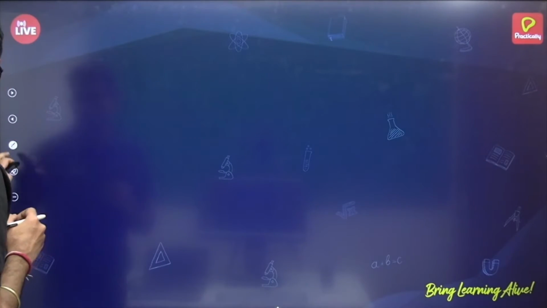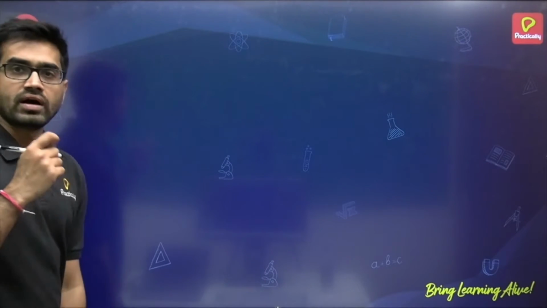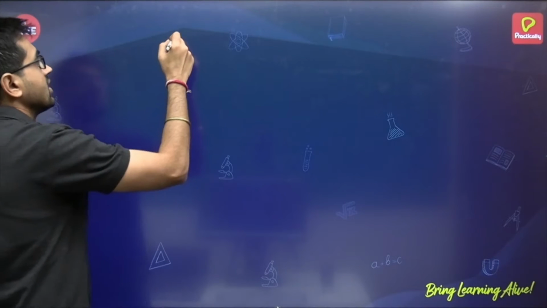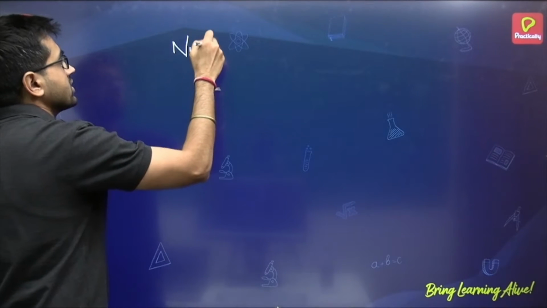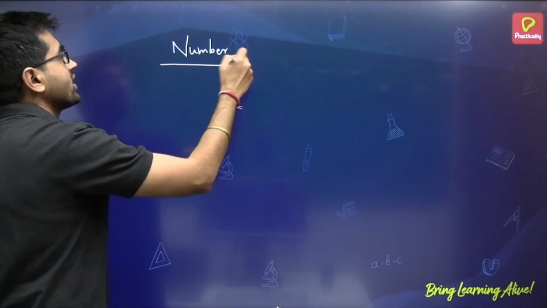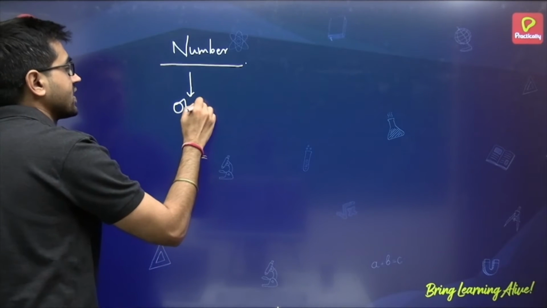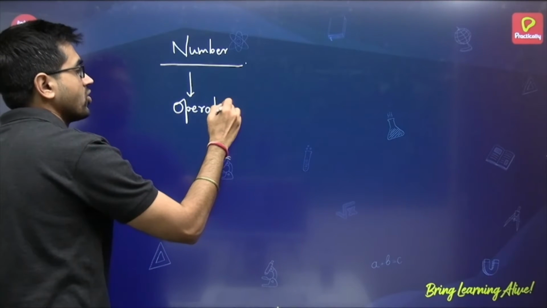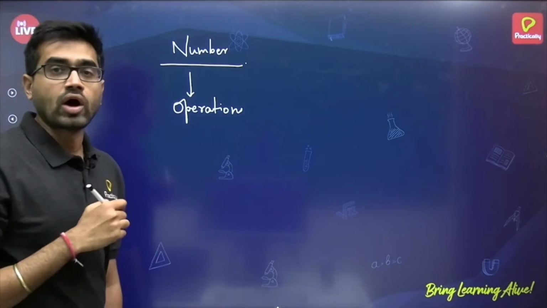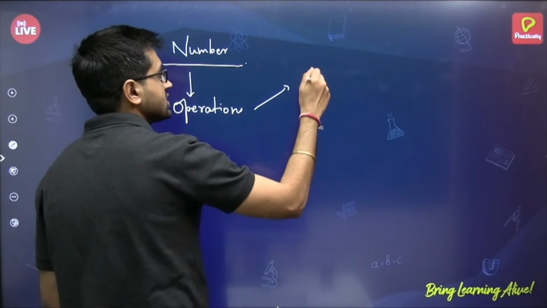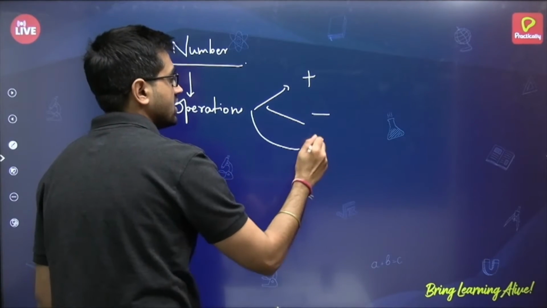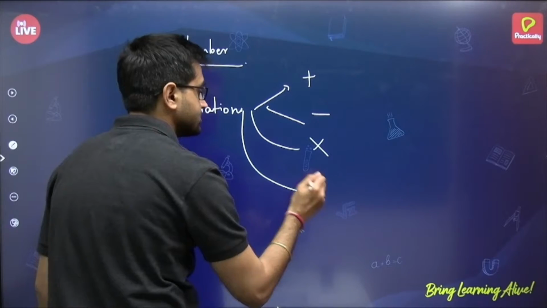See, it's a very simple part. Let's start with a very basic thing. We all know what's a number, correct? We already know a number, and then we know the operations on that number. There are many operations that can be performed on a number. Now, these operations can be addition, subtraction, multiplication, and division.